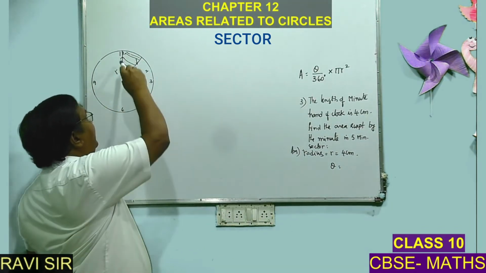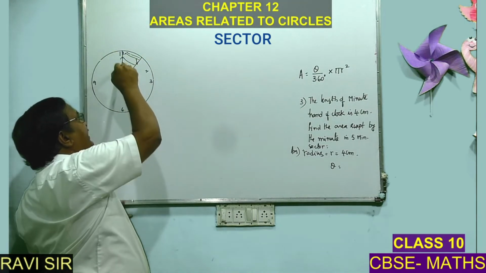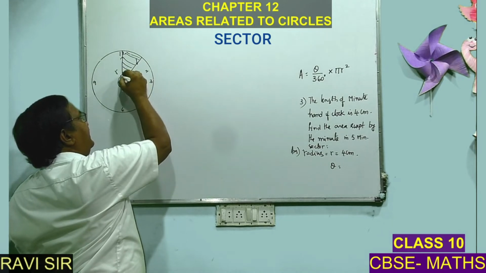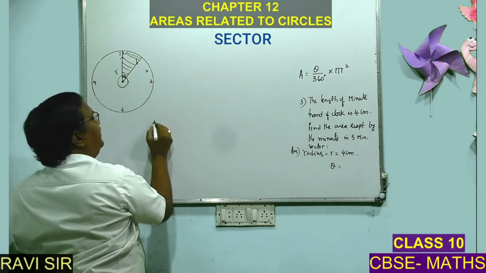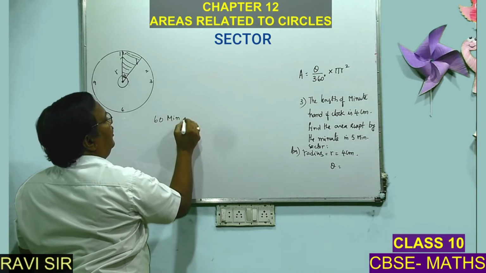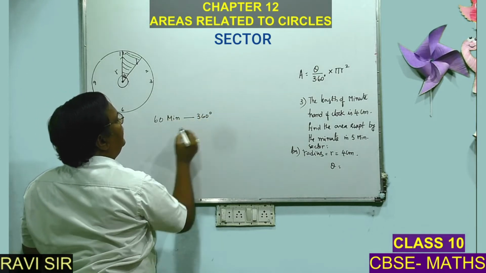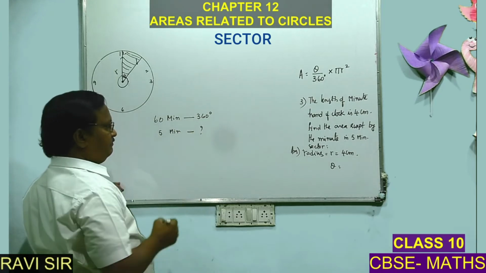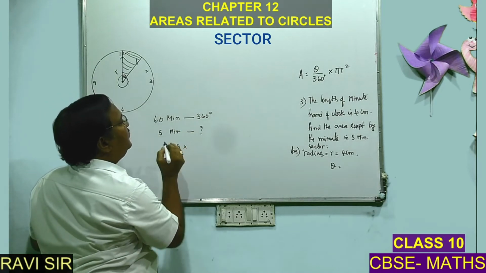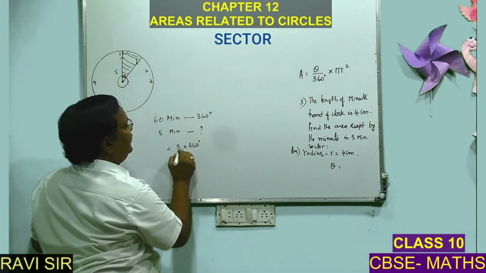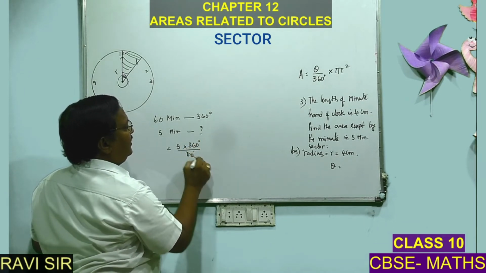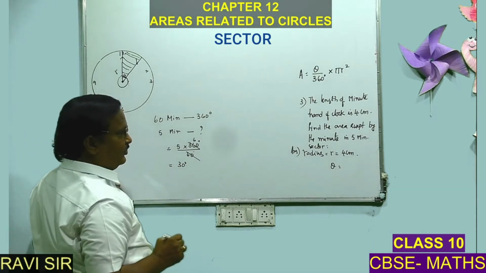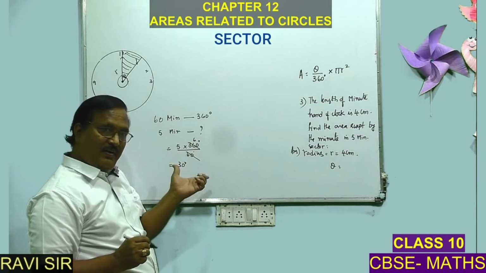So, this minute hand, if it takes 1 hour, what happens? It completes 360 degrees. This entire thing is 360 degrees. 360 degrees means 1 hour, 60 minutes. We want only 5 minutes. So, 5 minutes, how much angle? Very simple, 5 into 360 degrees divided by 60. This is how you have to calculate it.